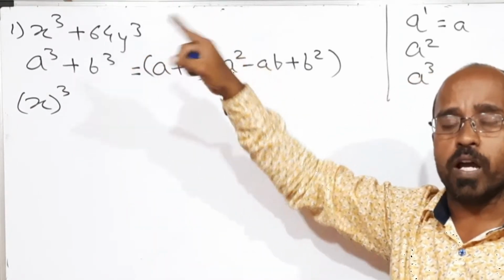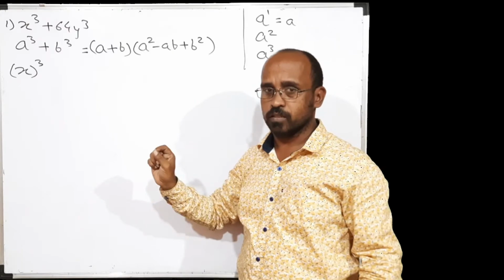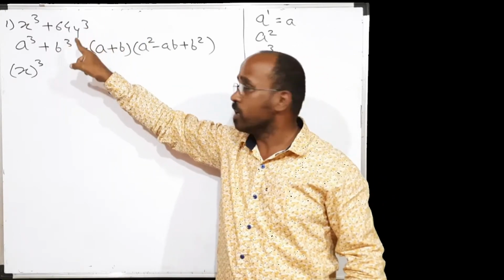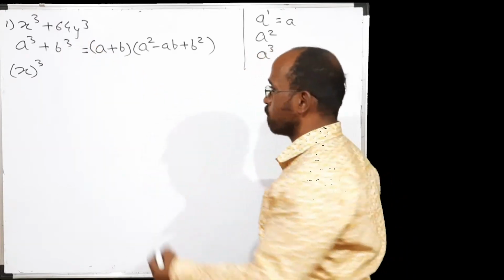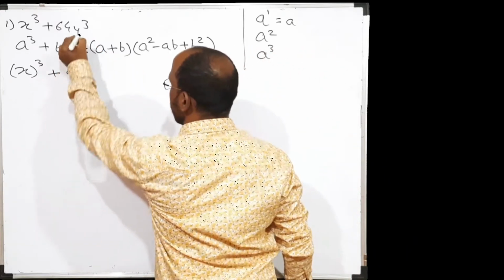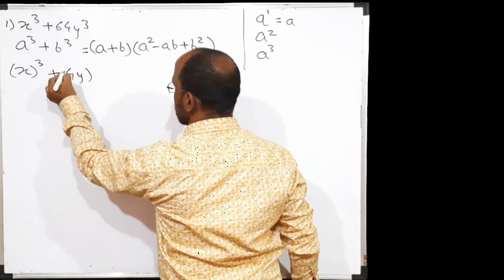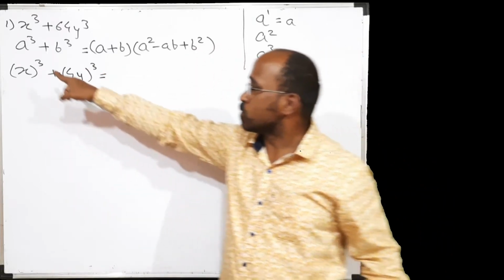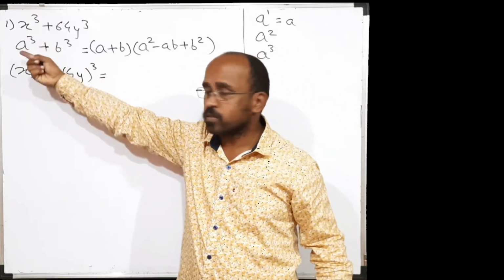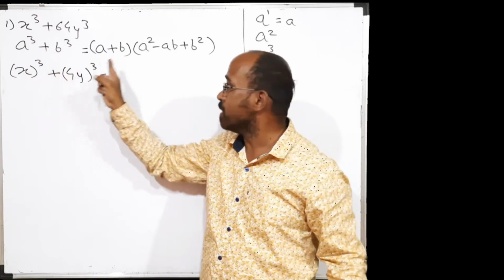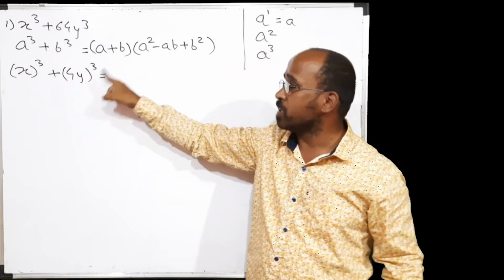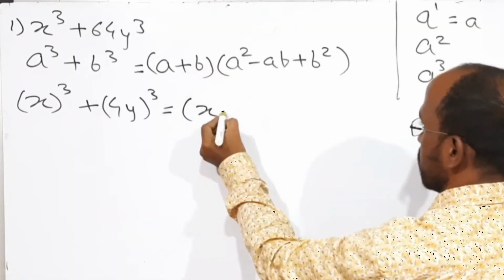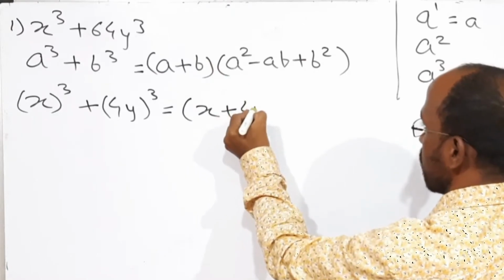So this x cube is nothing but cube of x. Cube of 64y cube, we learnt in the third lesson. In such cases, we have to find out cube root of 64 separately, cube root of y cube separately. Cube root of 64 is 4 and cube root of y cube is y. So this is nothing but cube of 4y. So a cube is nothing but cube of x, b cube is nothing but cube of 4y, means a is equal to x and b is equal to 4y. So at the place of a you can write x, at the place of b you can write 4y.